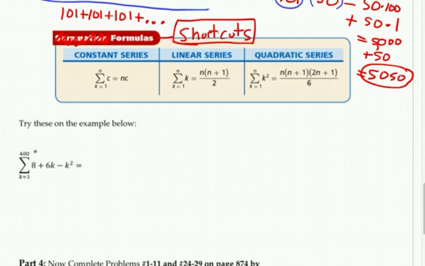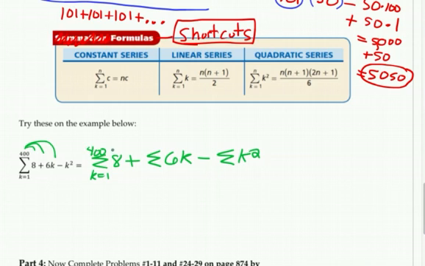So the first idea here is I want to distribute this sum to all 3 terms. I'm going to have the sum of 8, plus the sum of 6k, minus the sum of k squared. I want to put my indices on here, so this is k equals 1 to 400, 1 to 400, and 1 to 400. Also, something you can do with sums is factor out any constant multiples. So I'm going to take this 6 and factor it out in front, like so.